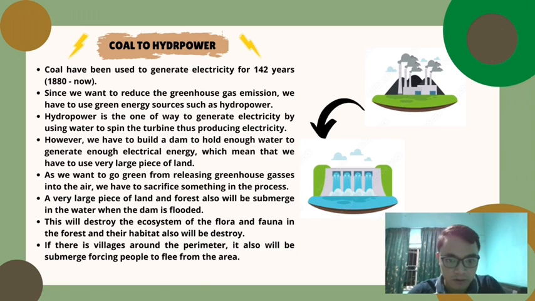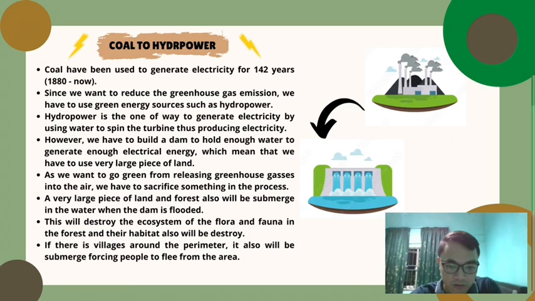Okay, now I'm going to talk about the transition from coal to hydropower. Coal has been used to generate electricity for over 142 years, from the 1880s until now. Since we want to reduce greenhouse gas emissions, we have to use green energy sources such as hydropower. Hydropower is one way to generate electricity by using water to spin a turbine, thus producing electricity. However, we have to build a dam to hold enough water to generate enough electrical energy, which means that we have to use a very large piece of land.